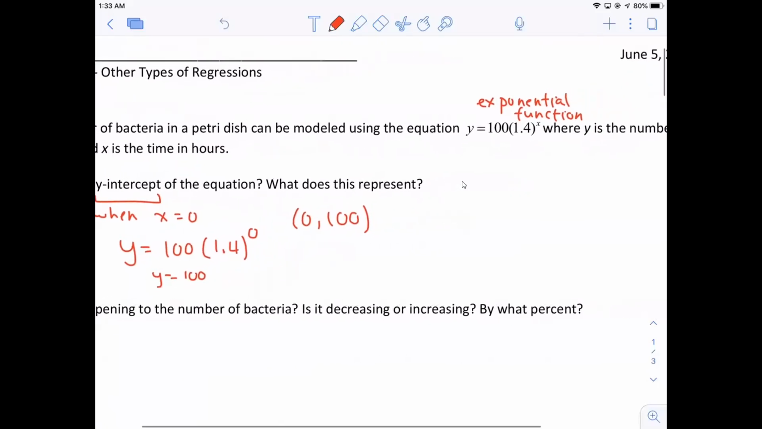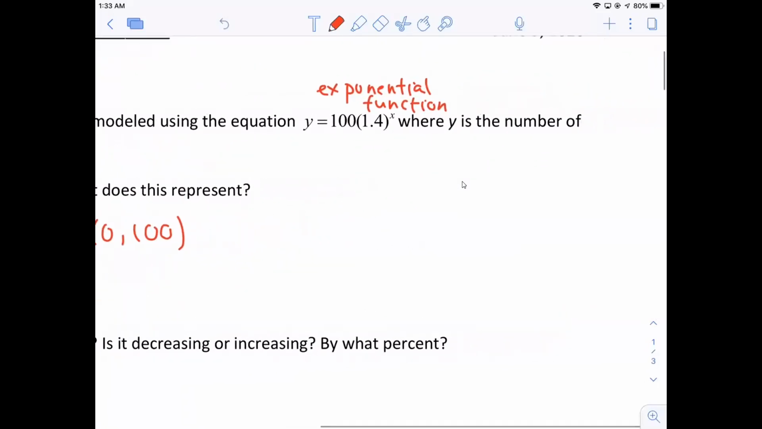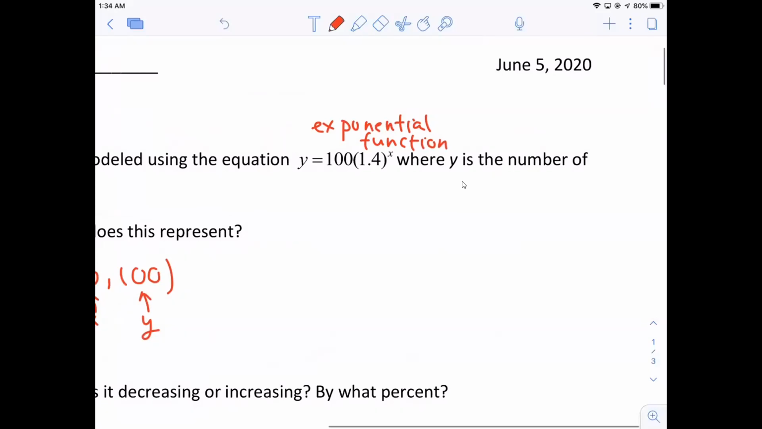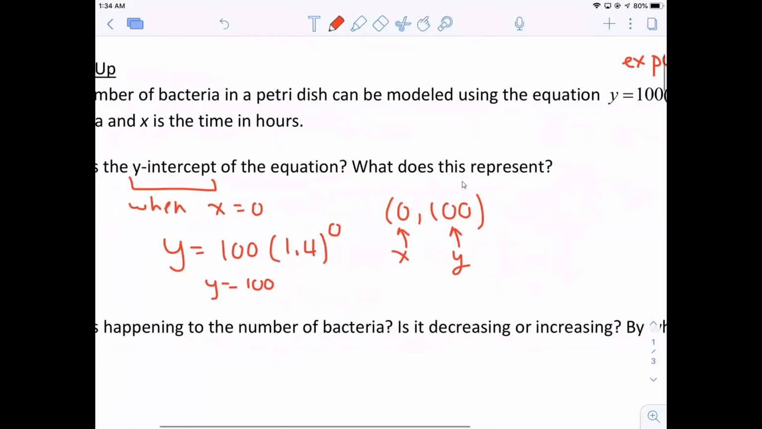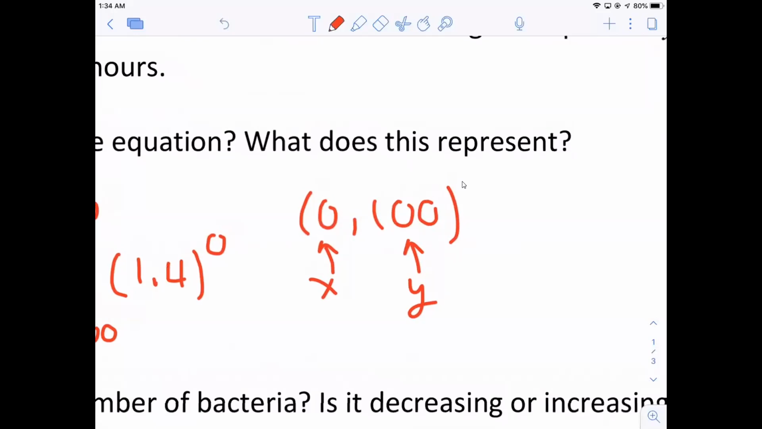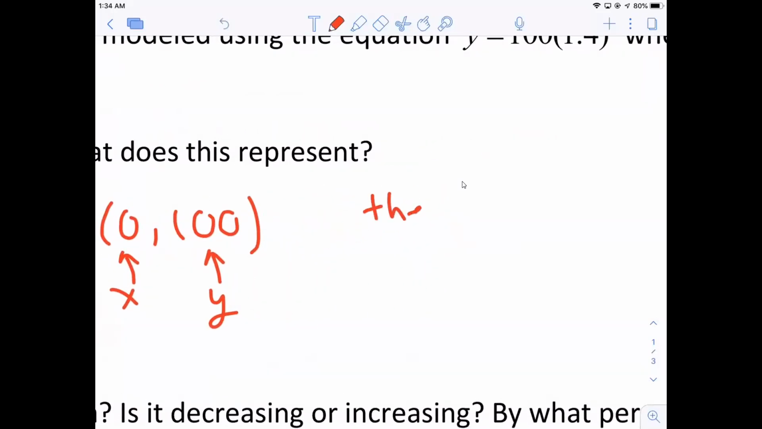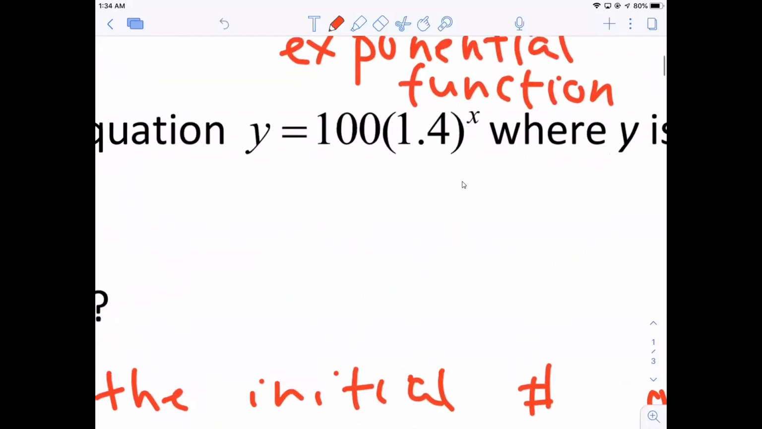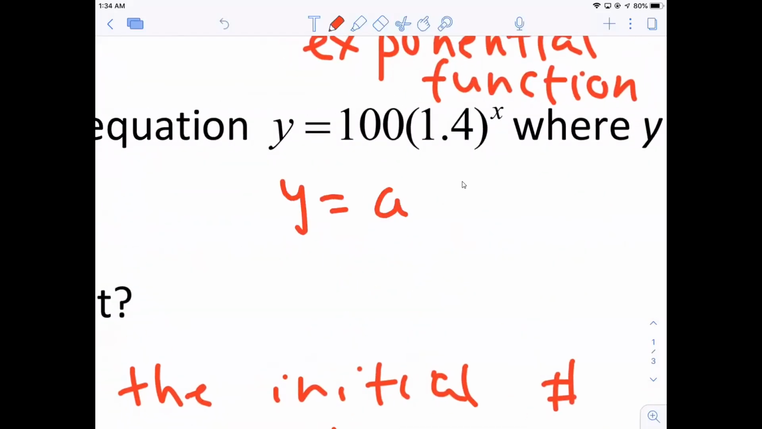So what does this represent? Well, that's our x, of course, and that's our y. And in the problem, it says that y is the number of bacteria, and x is the time in hours. So this is saying at time 0, we have 100 bacteria, right? Or the initial number of bacteria is 100, right?